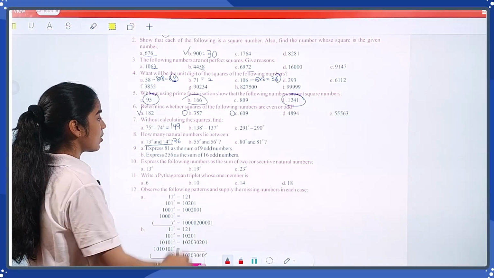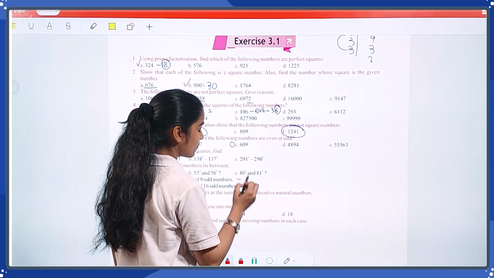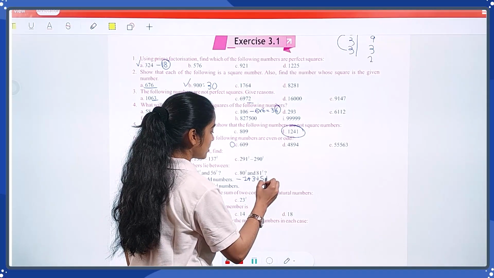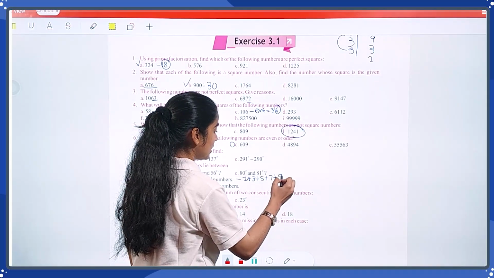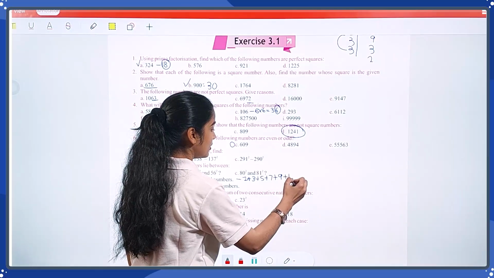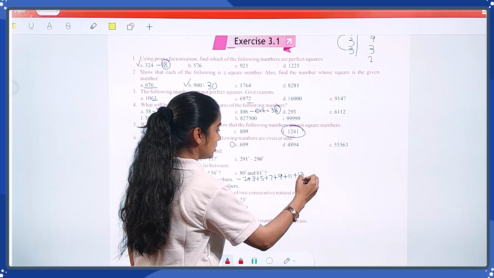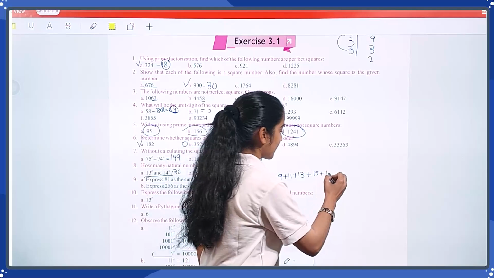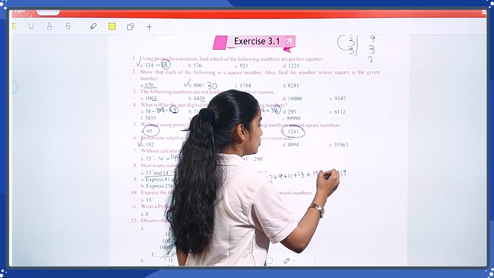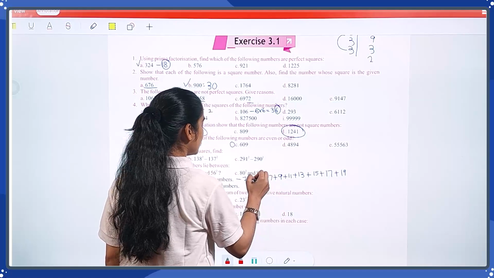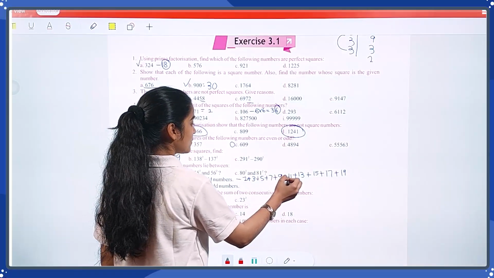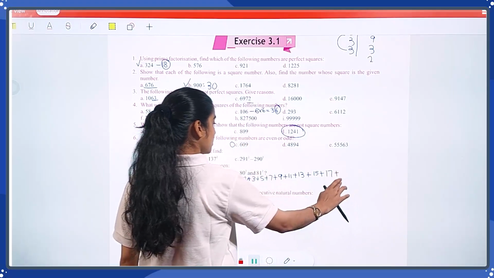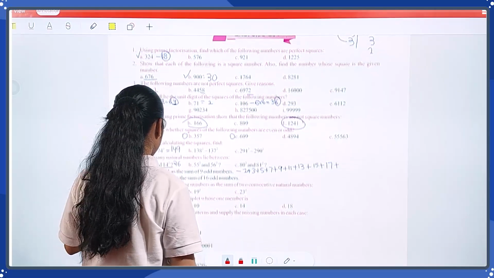Express 81 as the sum of 9 odd numbers. So what you have to do, you have to take the first 9 odd numbers. 1 plus 3 plus 5 plus 7 plus 9 plus 11 plus 13, 15, 17 and 19. Count 1, 2, 3, 4, 5, 6, 7, 8, 9. So you have to take the first 9, na? Till 17 you will take and this is your answer.